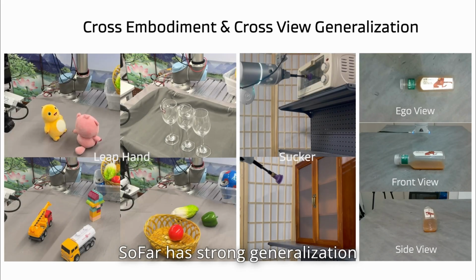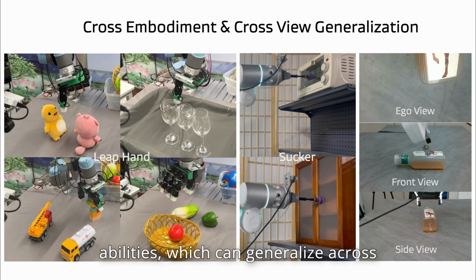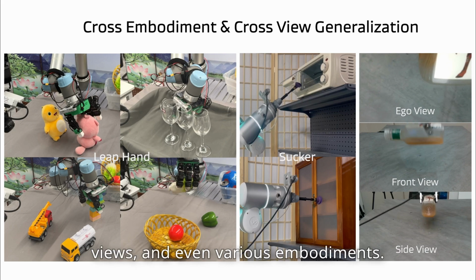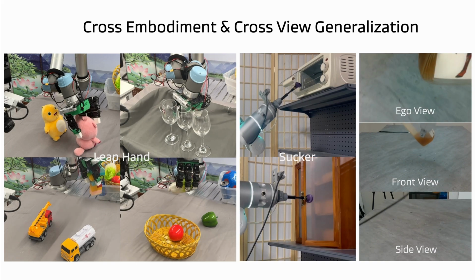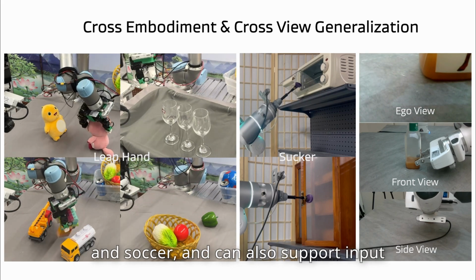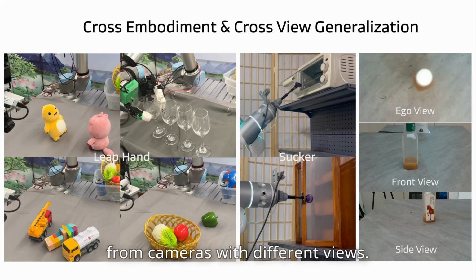SoFar has strong generalization abilities, which can generalize across multiple objects, scenes, camera views, and even various embodiments. SoFar can be deployed on dexterous hands and can also support input from cameras with different views.